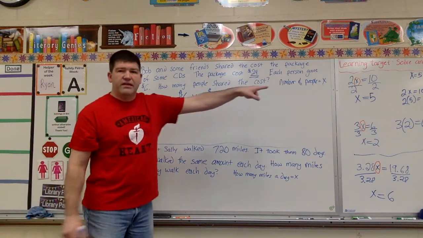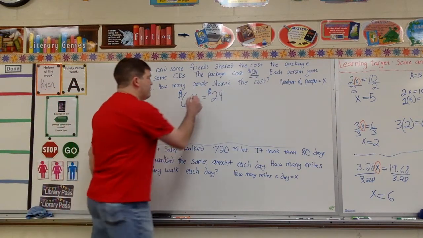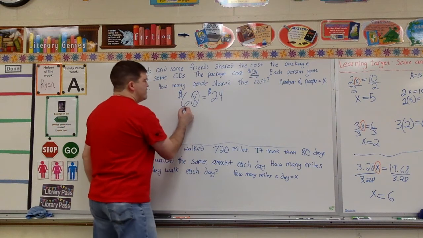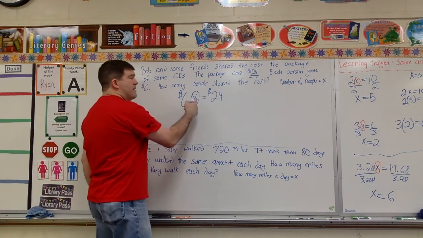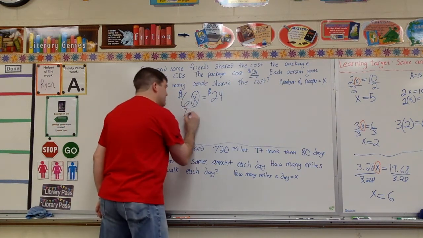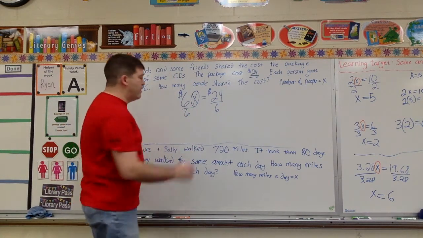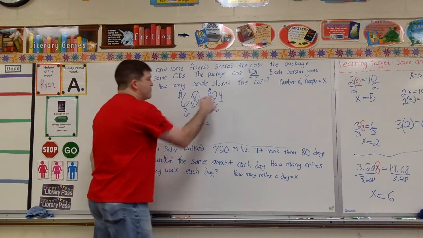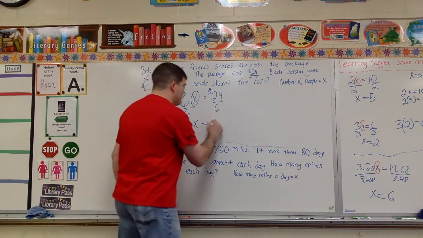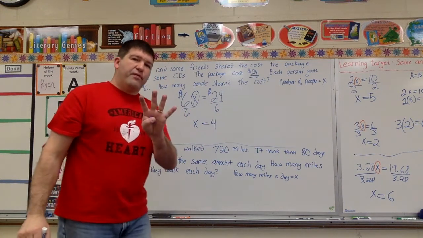Now, just like over there, I'm going to solve for x. So I have 6 here. It's times 6, so I divide by 6. And I do it to each side. 6 divided by 6 is 1. So that's x equals 24 divided by 6 is 4. So there must have been 4 friends.